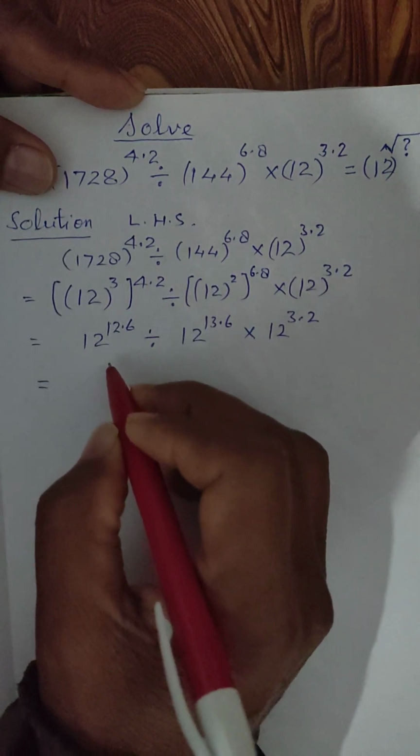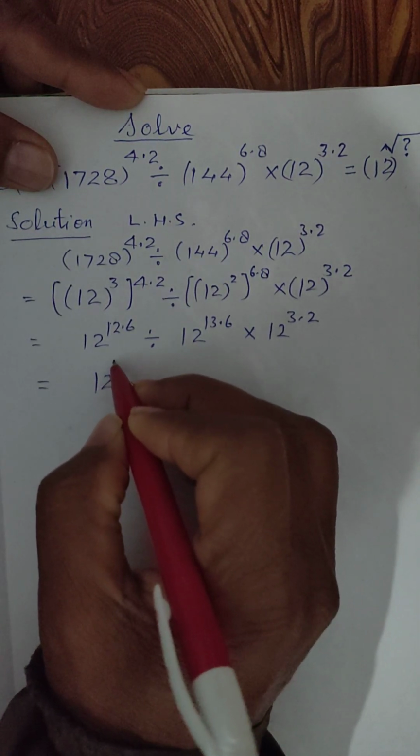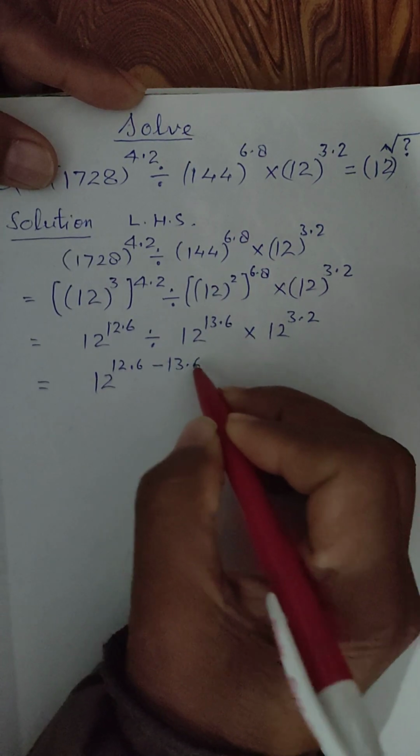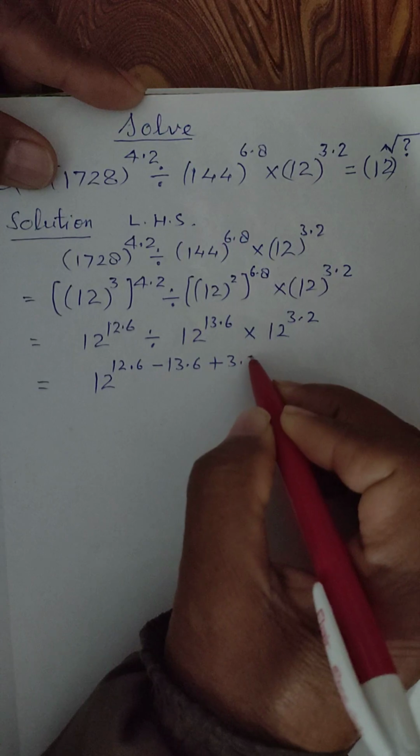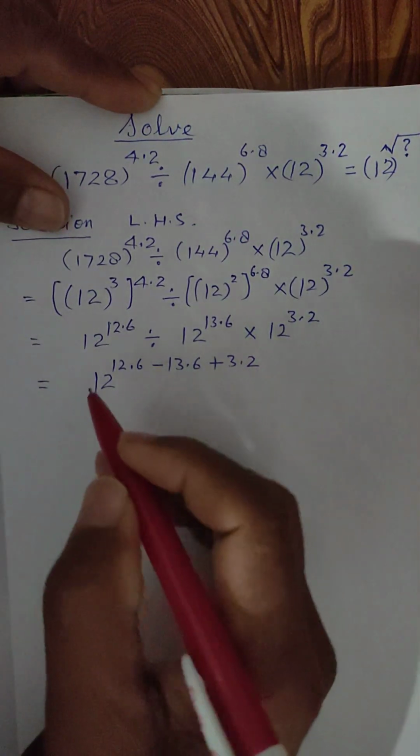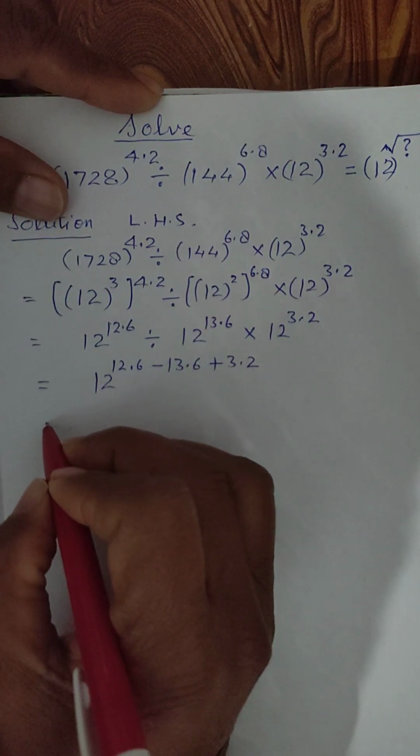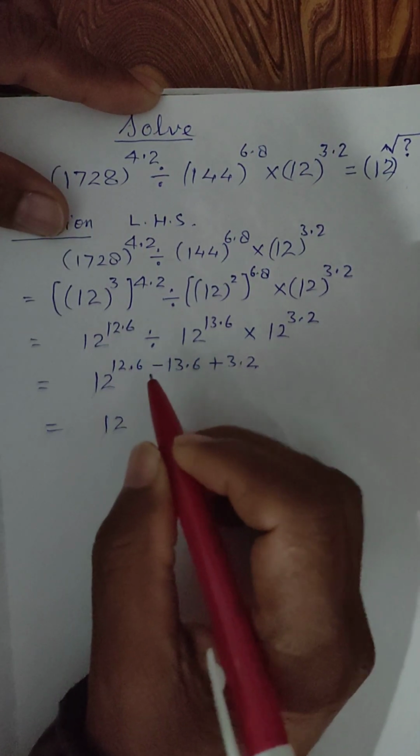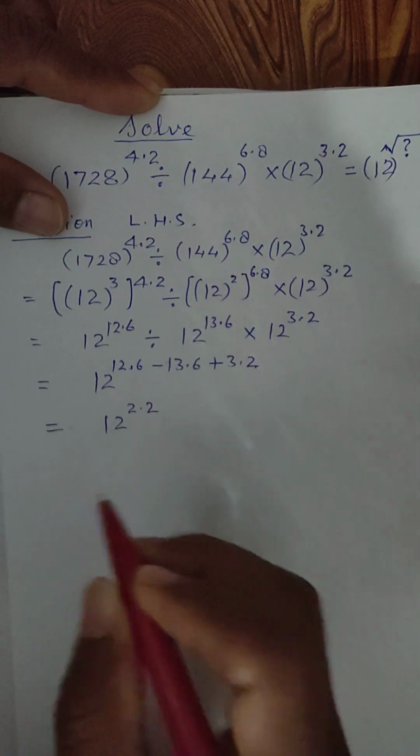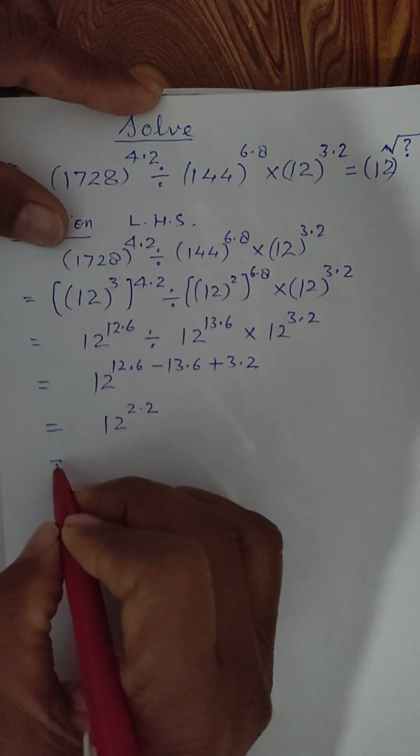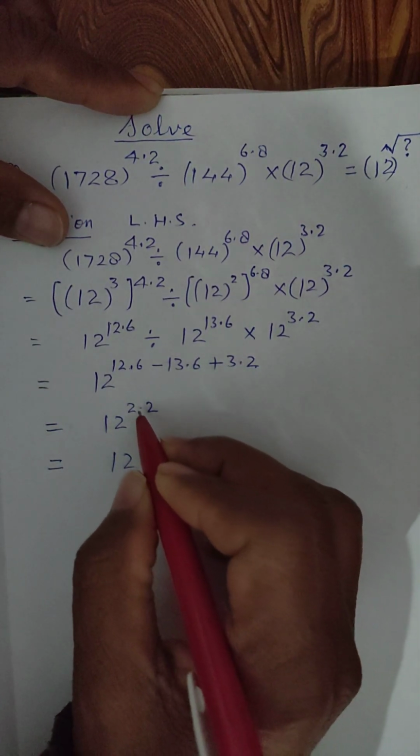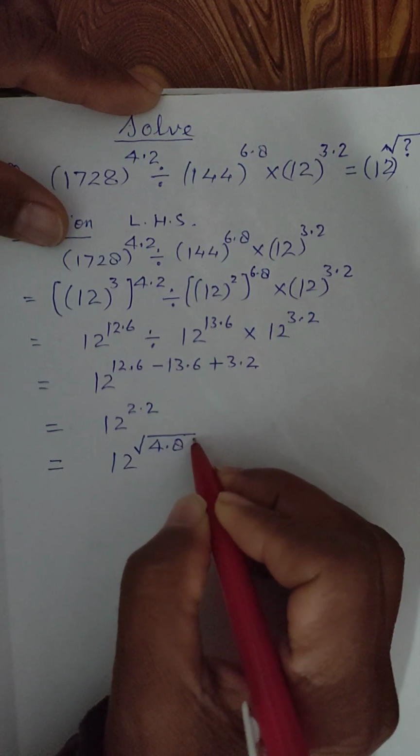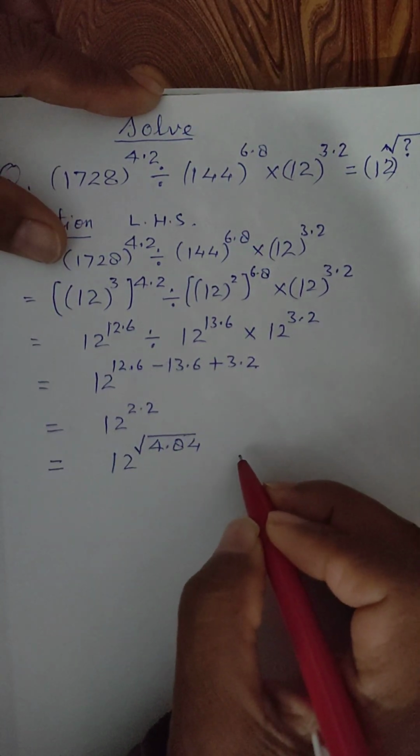We can write it as 12 to the power 12.6 minus 13.6 plus 3.2 is equal to 12 power this plus this minus this, is equal to 2.2, is equal to 12 to the power root of 4.84. This is the answer.